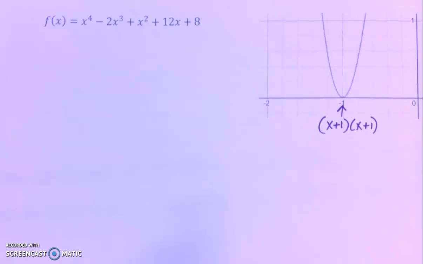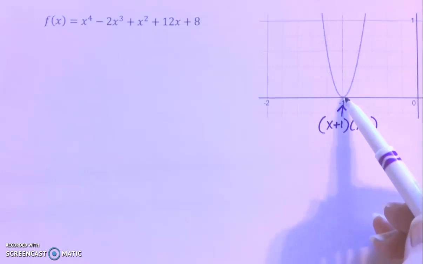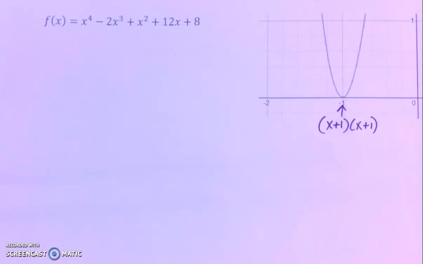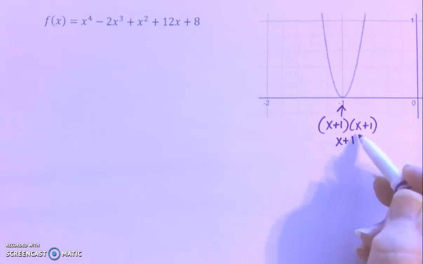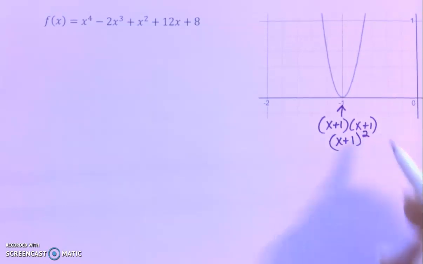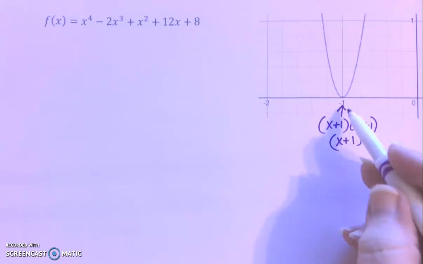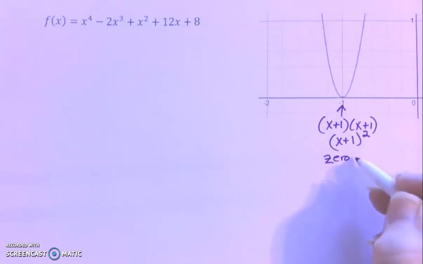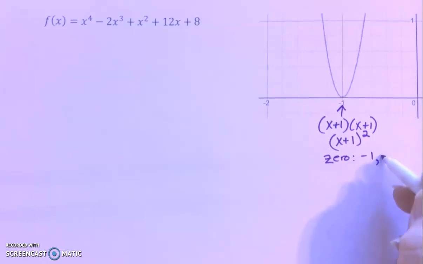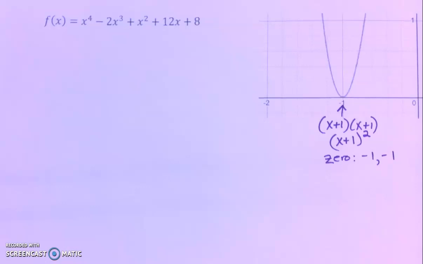That's because since this touches the x-axis instead of crossing it, that means that we had a multiplicity that was even. So we had a factor that was squared or had some even exponent there. So what this tells us is that our zero of -1 is duplicated. So we will use that twice in our synthetic division. And let's go to our synthetic division.